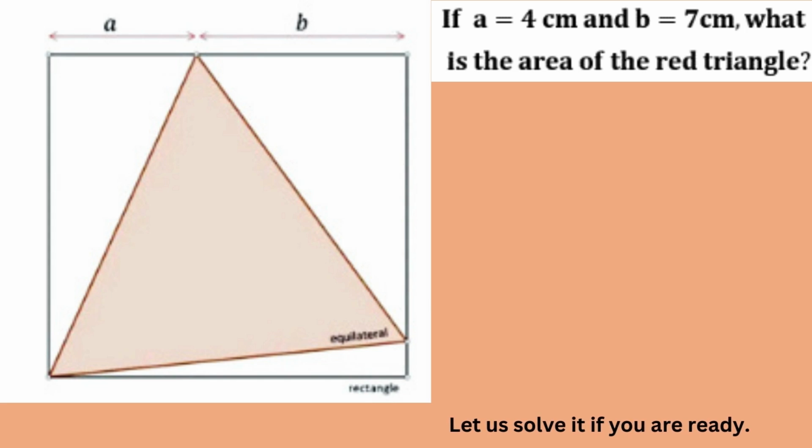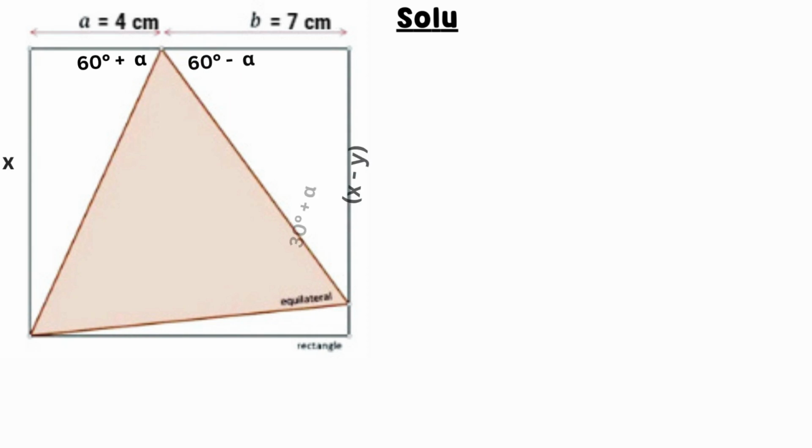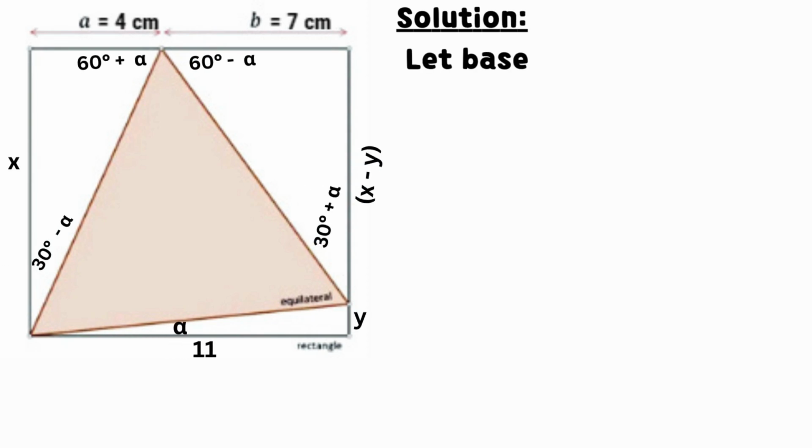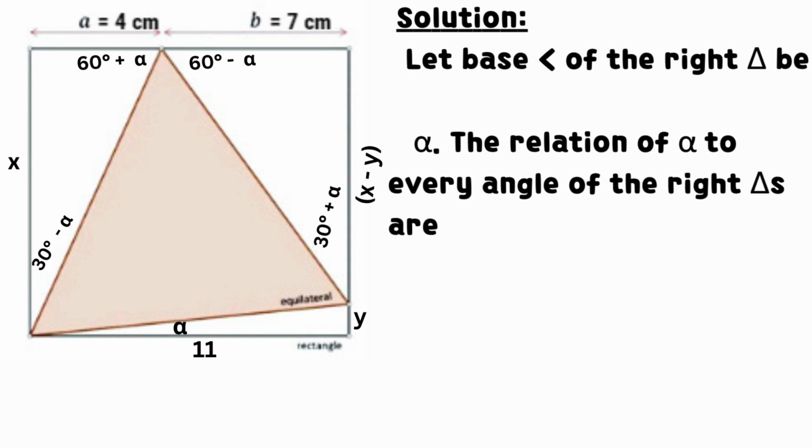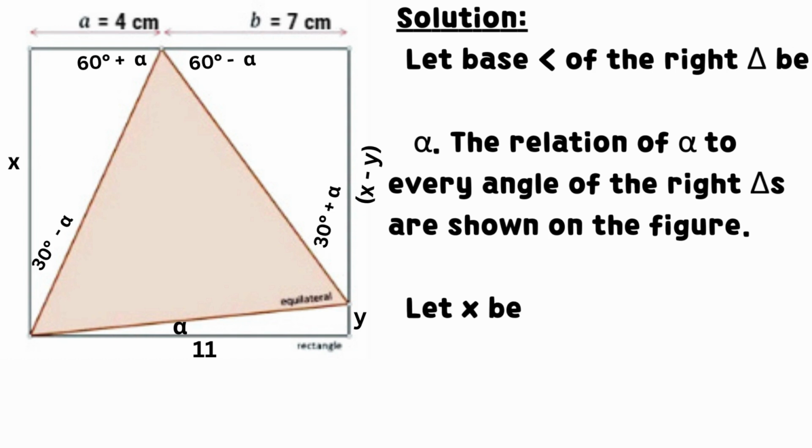Required to find the area of the red inscribed equilateral triangle. Let the base angle of the right triangle be equal to alpha. The relationship of angle alpha to every angle of the right triangles is shown on the figure.